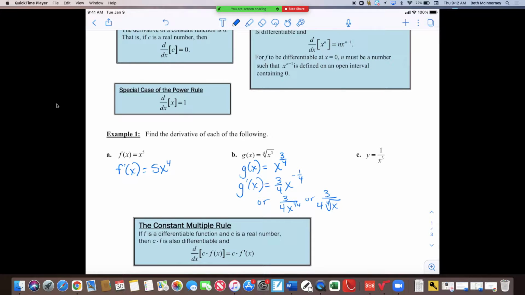All right, try letter C. Put it in power form, x to a power, then find the derivative. Make sure, okay, I want us to work on proper notation. When you find a derivative, put g prime, f prime, y prime. Make sure you're indicating that because there's a difference between y and y prime.